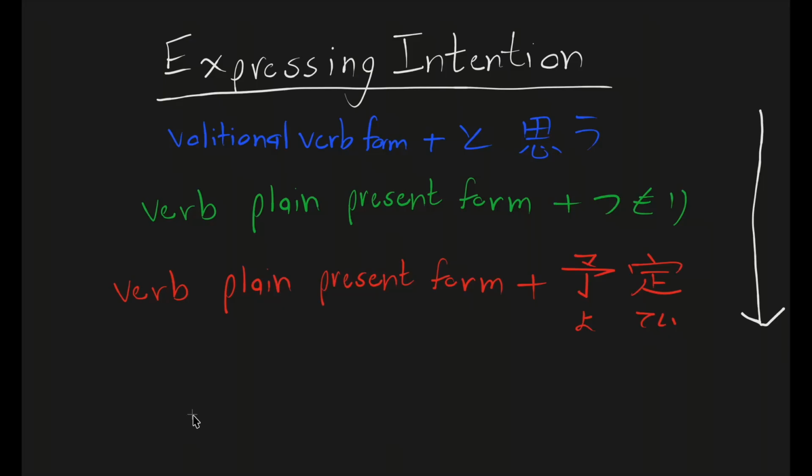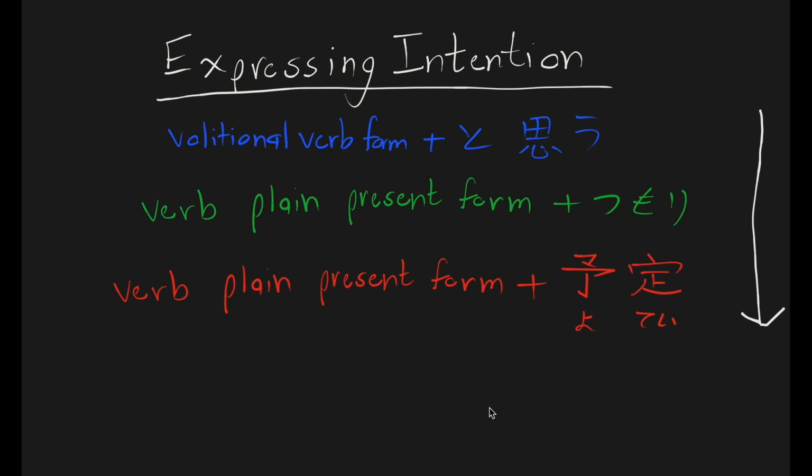Today we'll be going over expressing intention in Japanese in 3 different ways. So looking at the ways first, our first way we'll go over is with the volitional verb form plus tomo. Our second way will be with the verb plain present form plus tsumori. And the final way will be with the verb plain present form plus yote.